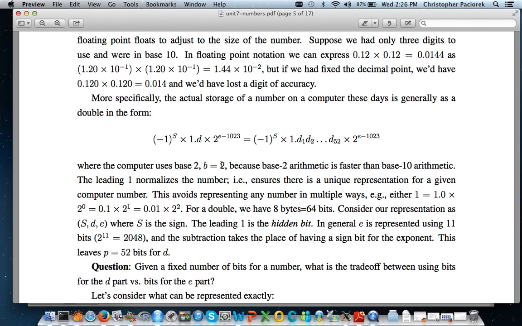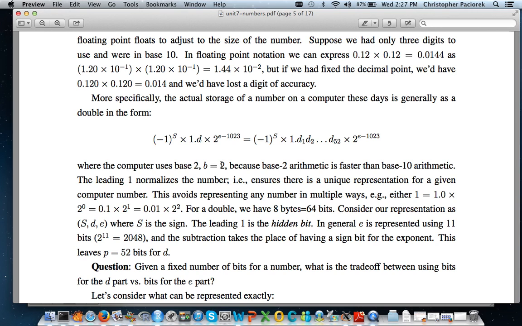I've represented these in a slightly different way. I've written out the 52 bits here, where each one of these Ds would be 0 or 1. And here I'm just writing it out as a number, because it's not as important for us to think explicitly about the bits when I raise it to a power. But what the people developing the system had to decide was how many bits to put here and how many to put here.